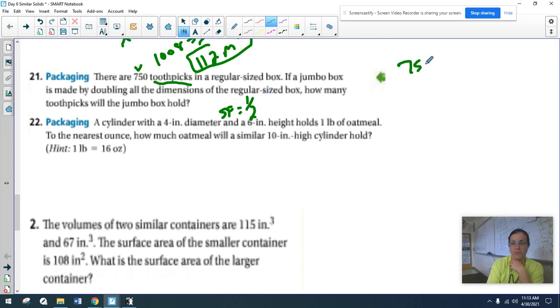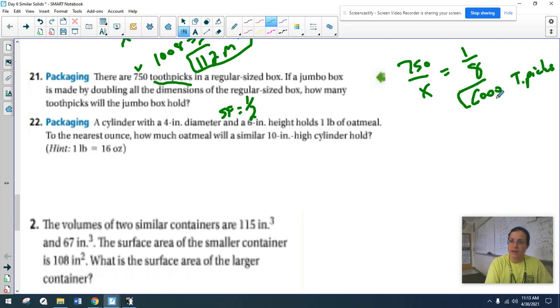So for my volume, I've got the volume of the small box, and the one of the new one I'm looking for. I have to cube these. 1 cubed is still 1, and 2 cubed is 8. So now I'm going to cross multiply. 8 times 750, I did not put that, is 6,000. So it's going to end up holding 6,000 toothpicks.